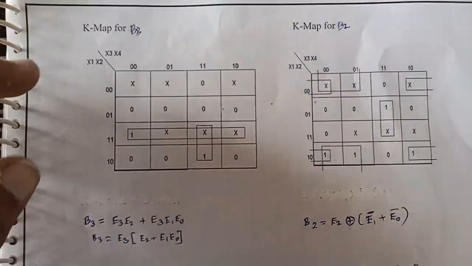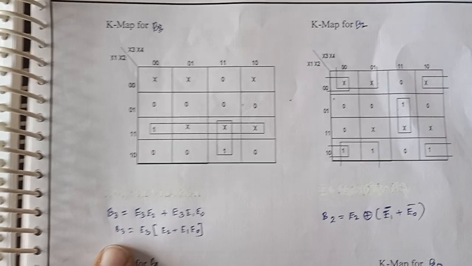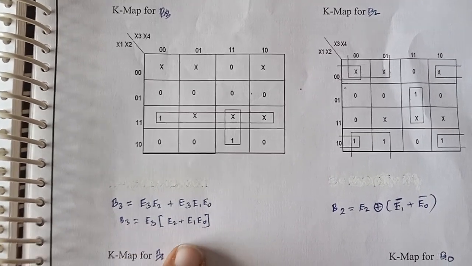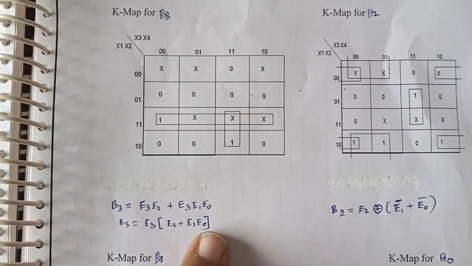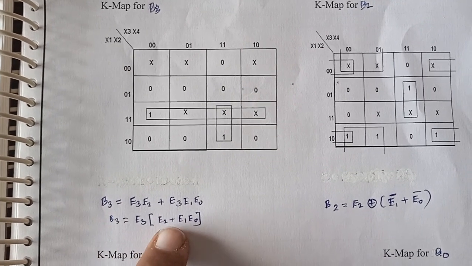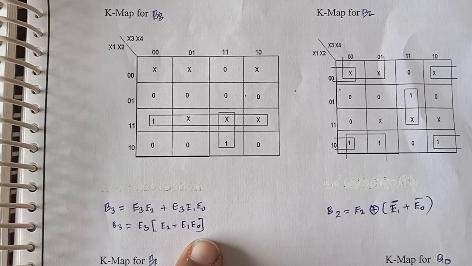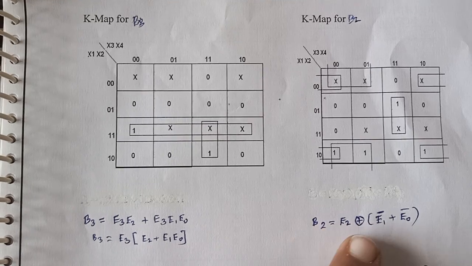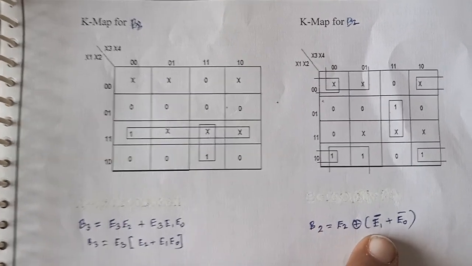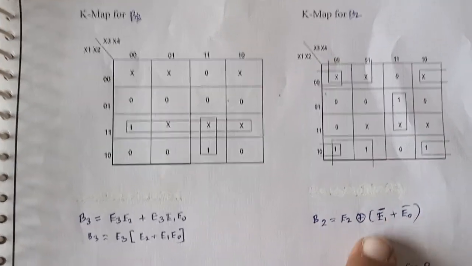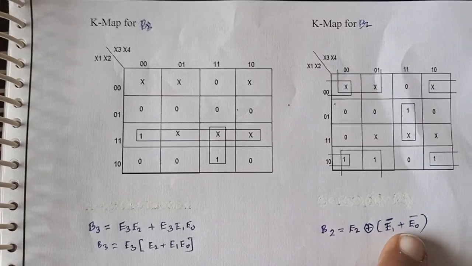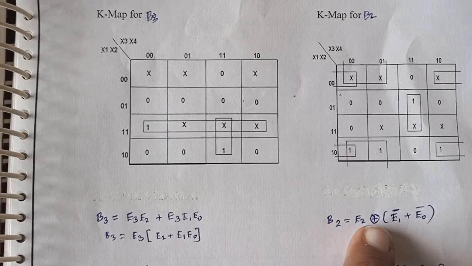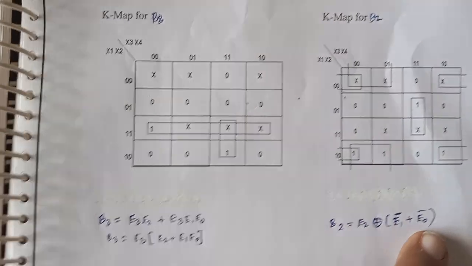So these are the expressions obtained after completing the KMAP. B3 is equal to E3 into E2 plus E1 into E0. So E3 into E2 plus E1 into E0. So for the B2 expression, it is E2 XOR into E1 bar plus E0 bar. This provides the addition operation, and this provides the XOR operation. So for this operation we use the XOR gate and AND gate.